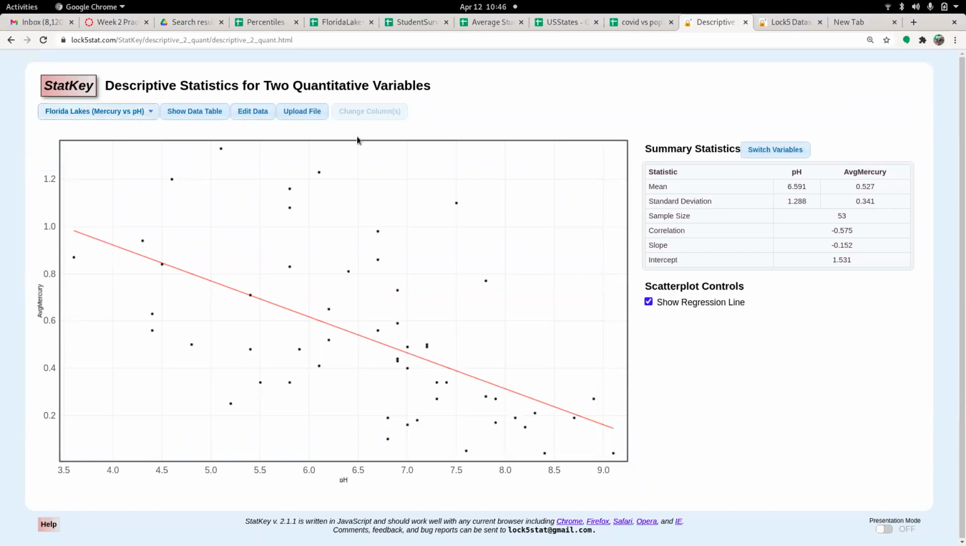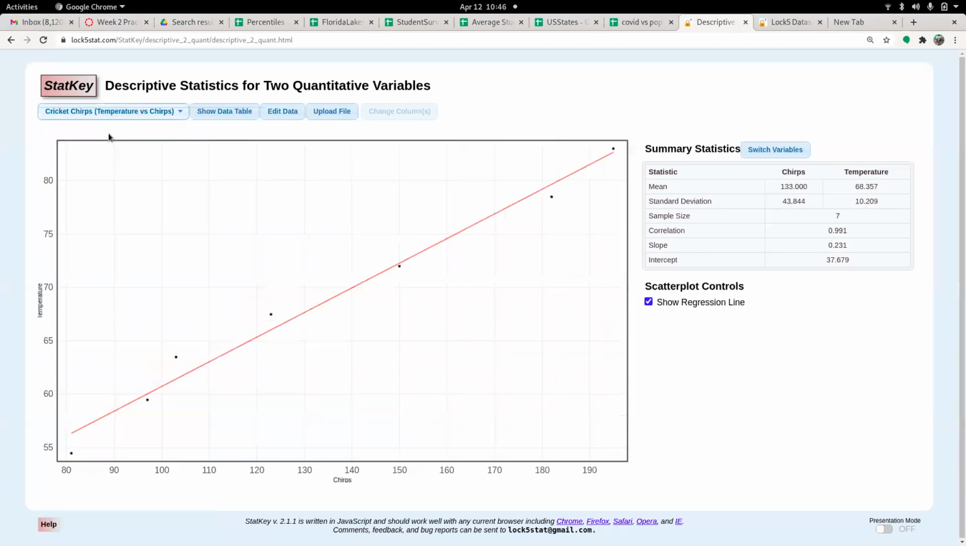And StatKey very nicely says, hey, if you want the line, the slope is negative 0.152 and the y-intercept is 1.531. And here's the graph of that line. Okay, cool. And then we can do something with that. Like we could go to a lake and measure the pH and say, hey, this pH is pretty high. The bass probably have very low mercury levels, so it's probably safe to fish here and eat the bass because you don't want to eat mercury. Not good.